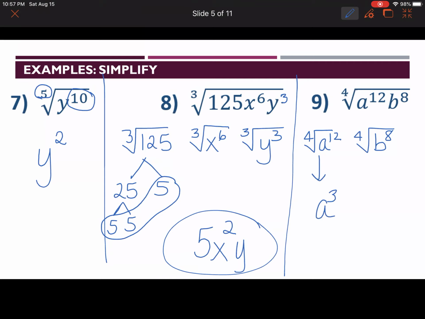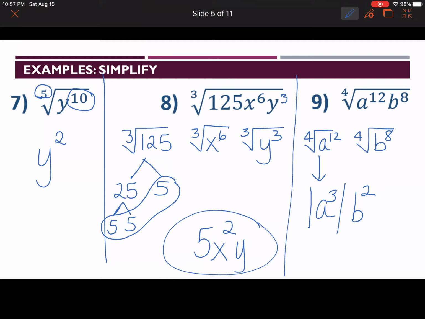Okay, that would fall into the even, odd scenario because I started with an even index and an even exponent, but after I simplified it, it was odd. So this would have to have absolute values around it. But for the b, I have 8 b's and I need to make groups of 4. I can make 2 groups, but that does not need an absolute value because it ended with 2 and 2 is even.